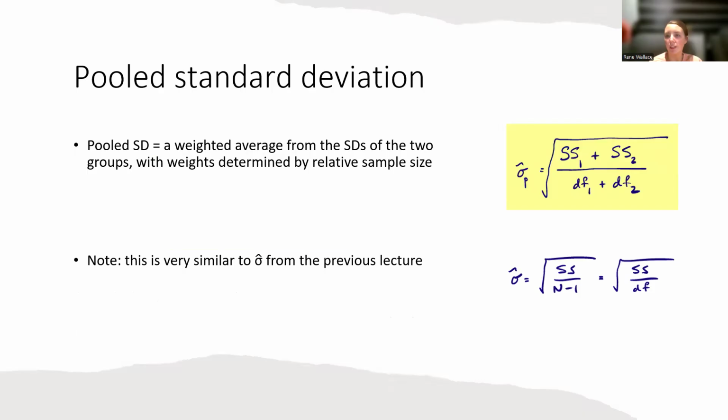And you'll remember that degrees of freedom are our number minus one. So this is really, really close to our sigma hat that we had previously, you can see that formula down here. But looking at our weighted standard deviation, we have sigma hat with a little p for pooled. It's equal to the square root of sum of squares 1 plus sum of squares 2 divided by degrees of freedom 1 plus degrees of freedom 2.